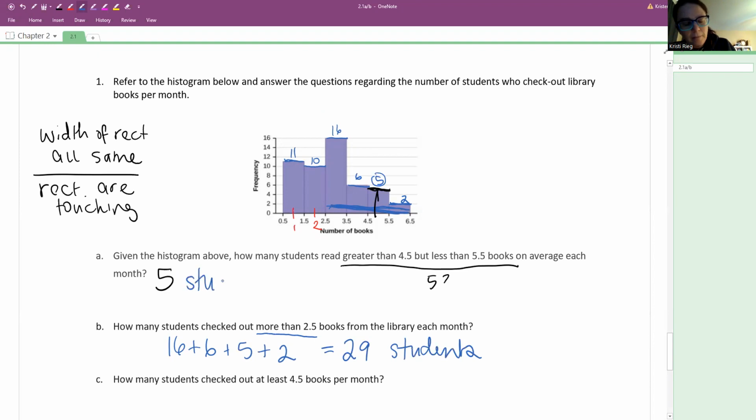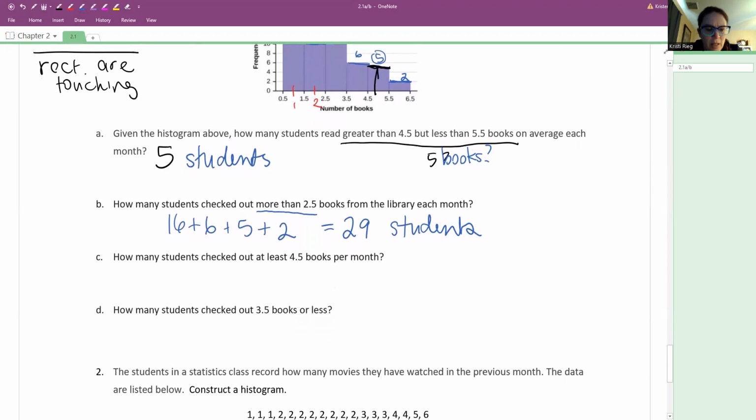Forgot that on the top one. 5 students. The reason I like to have that is because we're talking about 5 books. And in this case, 5 students read 5 books. So we're not getting confused as to what the 5 is for. 5 is for both students and books. All right, last but not, oh no. Oh gosh, we have a couple more.